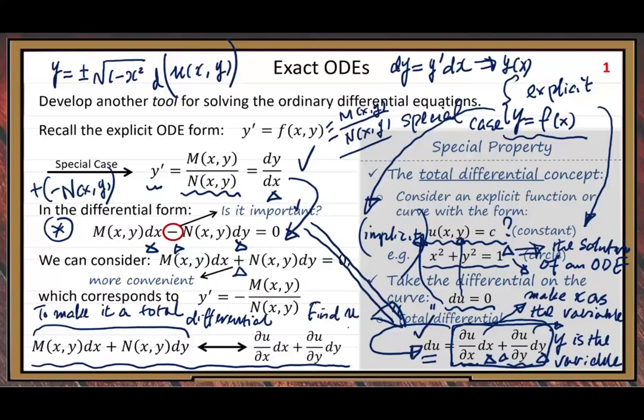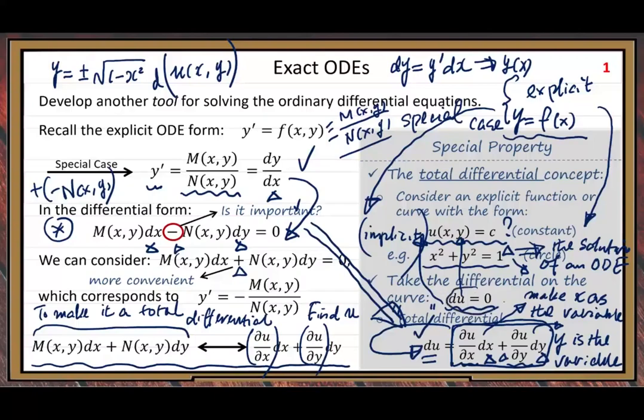We need to find appropriate u such that M function equals partial u over partial x, N function equals partial u over partial y. How about that? If you can find such u, then your conclusion is the left-hand side expression is a total differential.